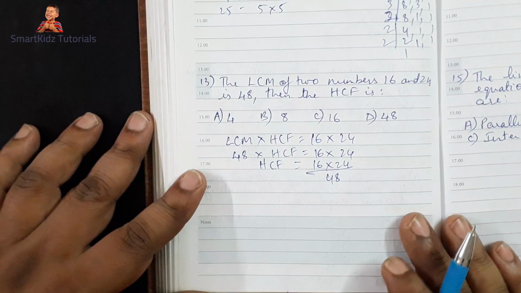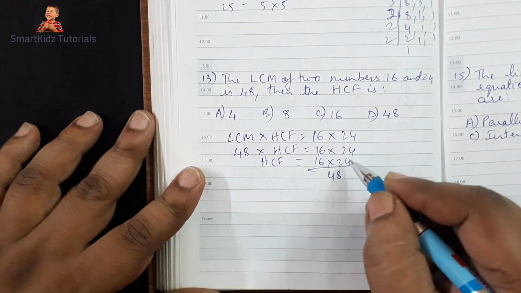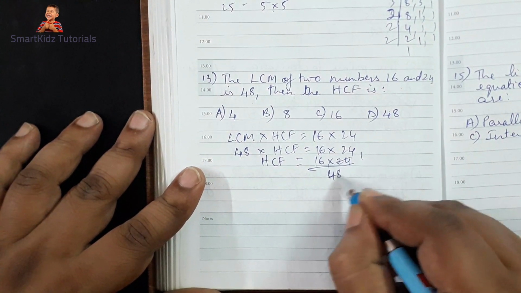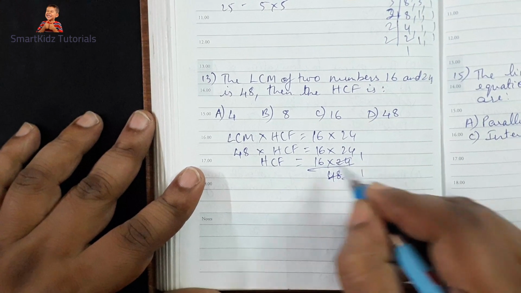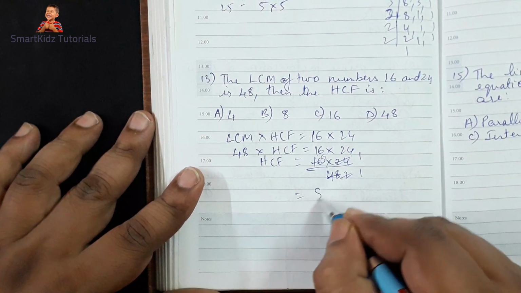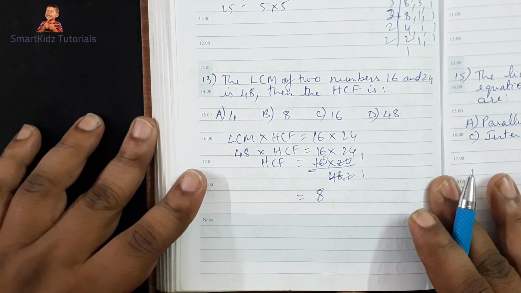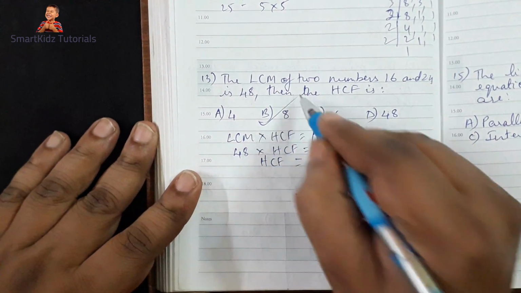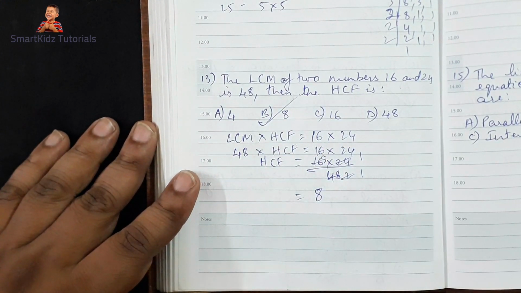Okay, next can take 24 1s are 24, 24 2s are 48, 2 1s are 2, 2 8s are 16. So which means HCF is equal to 8, and our correct choice is B.